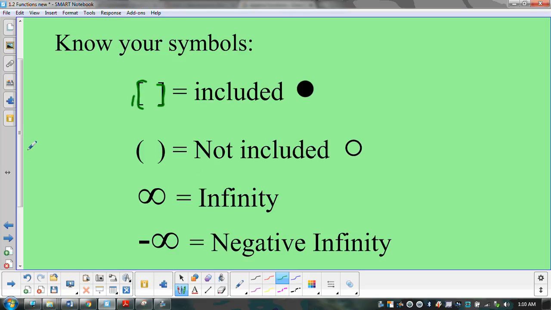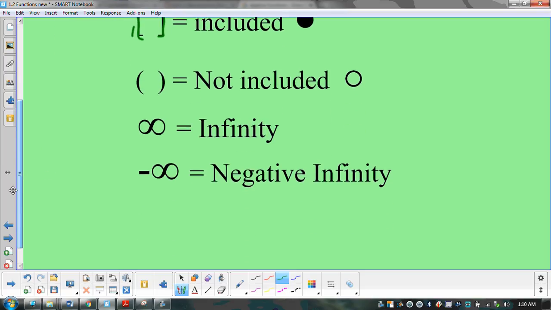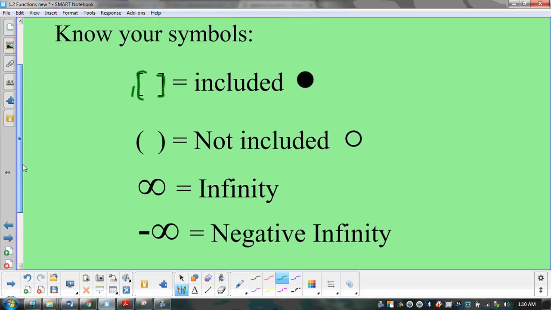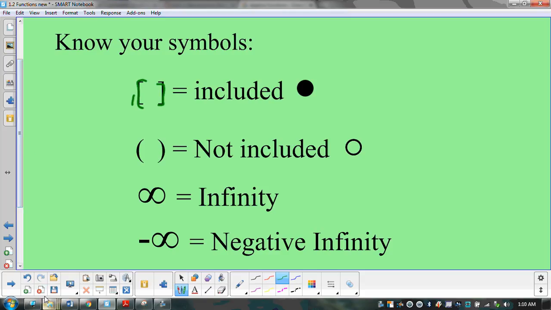If something goes on forever, we call that infinity. Well, if you go to the right to the positive numbers, that's positive infinity. If the graph goes forever to the left or forever down, those are negatives, it would be negative infinity. Please make sure you have these symbols written in your notes so you do not forget. You will be using these symbols from now through May.